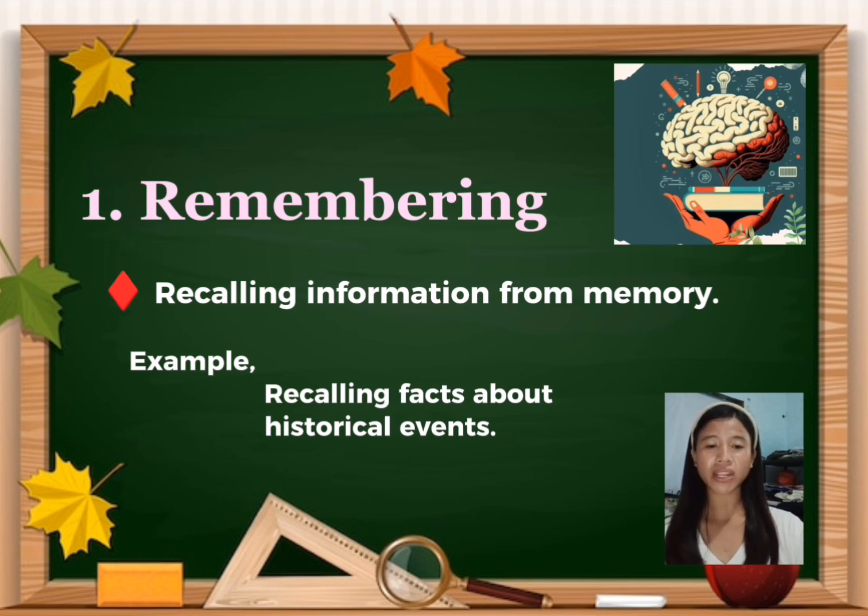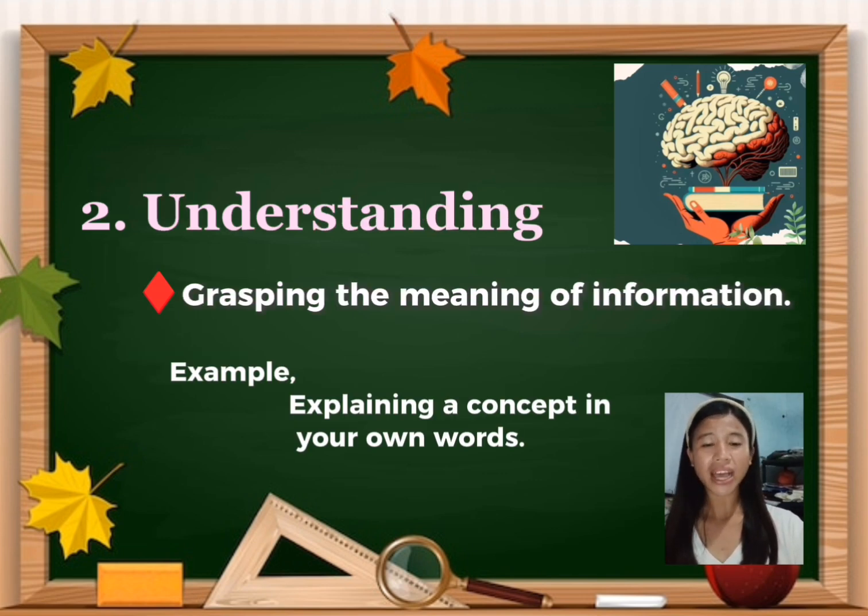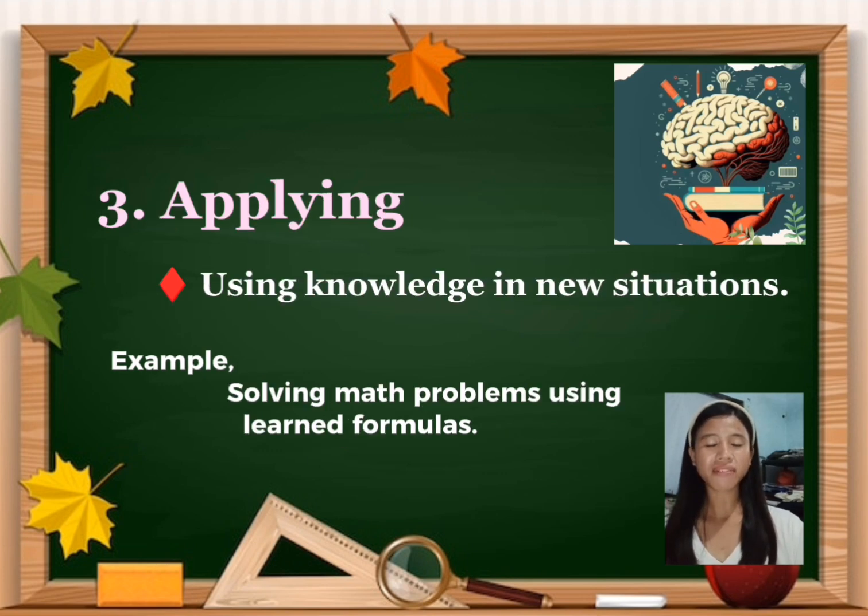First, we have remembering. It refers to recalling information from memory. For example, recalling facts about historical events. Second, we have understanding, grasping the meaning of information. For example, explaining a concept in your own words. Next, we have applying, using knowledge in new situations. For example, solving math problems using learned formulas.